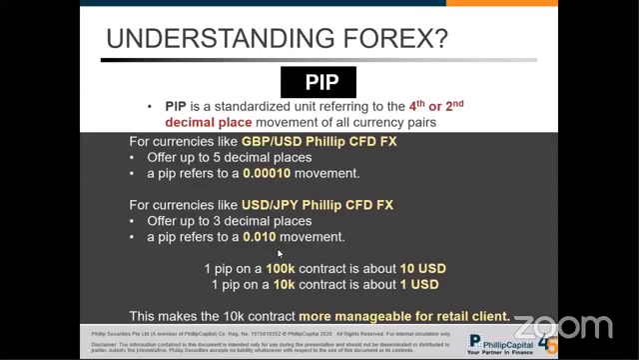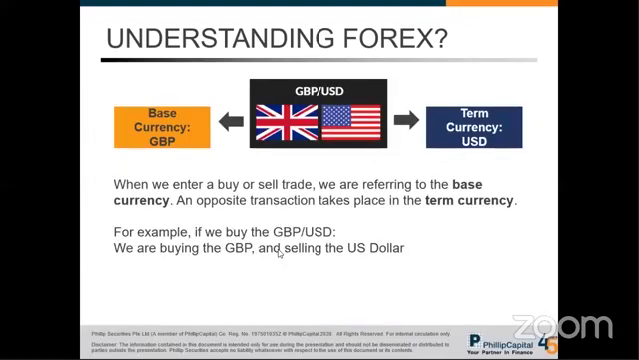When talking about 1 pip, on a 100K contract size it is 10 USD. On a 10K contract size, 1 pip is 1 USD. And why we talk about this is because our product is a 10K contract size, which is more manageable for retail clients to trade. In the FX market, the market does not sleep. It's 24 hours, 5 days. Later we'll talk about this.